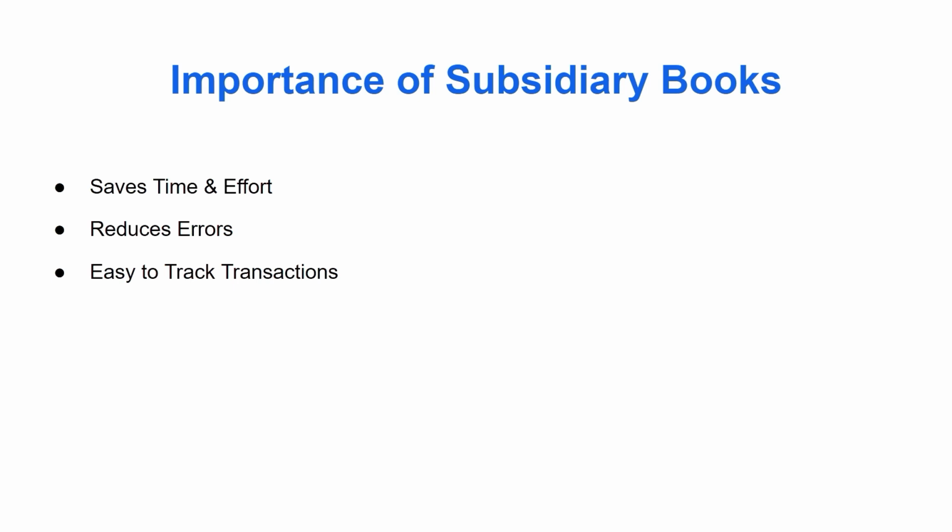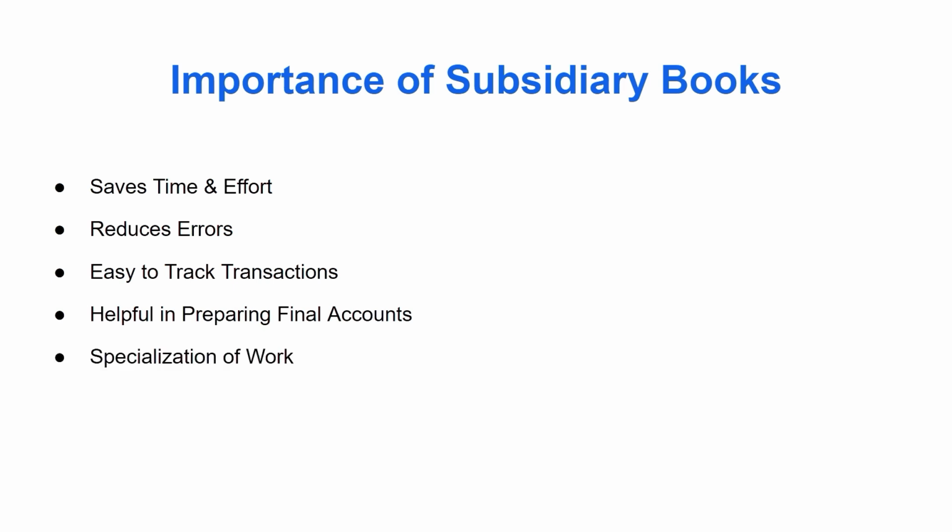Easy to track transactions. If you want to check only sales or purchases, you can directly refer to that book and it saves your time during audit or checks. Helpful in preparing final accounts. Balances from subsidiary books can be easily transferred to the ledger, so it speeds up preparation of trial balance and final accounts. Specialization of work. Different clerks or accountants can maintain different books, like purchase book, sales book, that leads to efficiency and expertise.